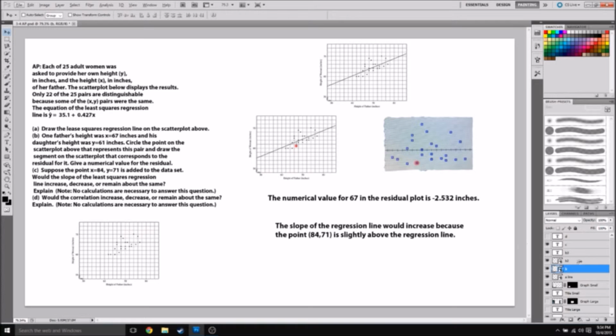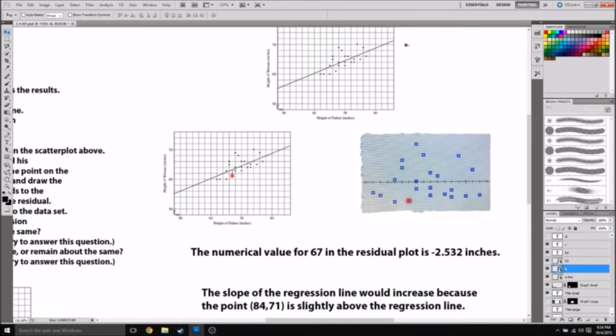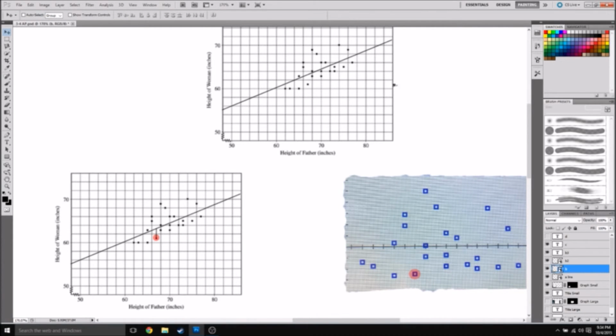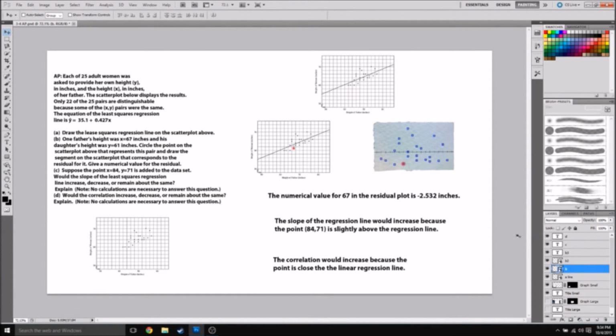And then for part D, would the correlation increase or decrease? Well, since (84, 71) is still very close to our line, the correlation would increase because the point is very close to our linear regression line. When you add that value of (84, 71) to the chart, it will be an increase in correlation since all those values already are represented by the regression line, and since the value is very close to that line, it would increase the correlation.